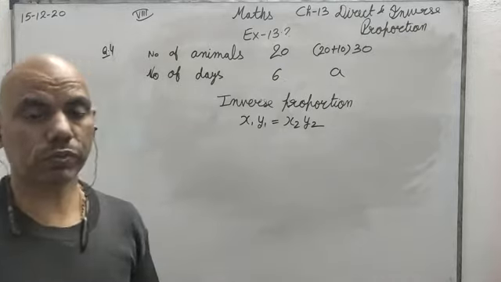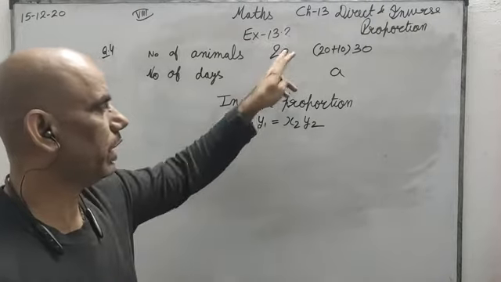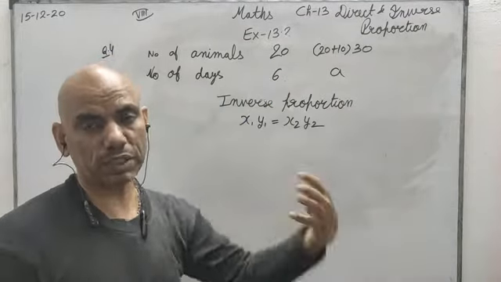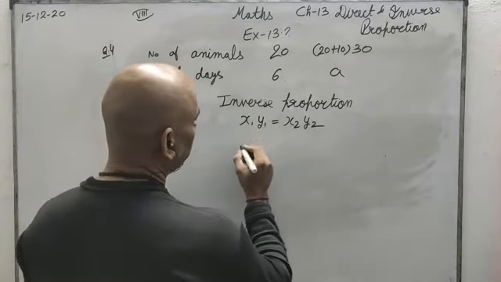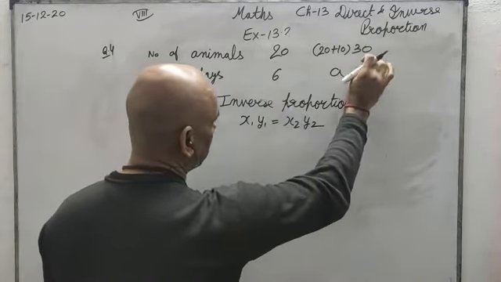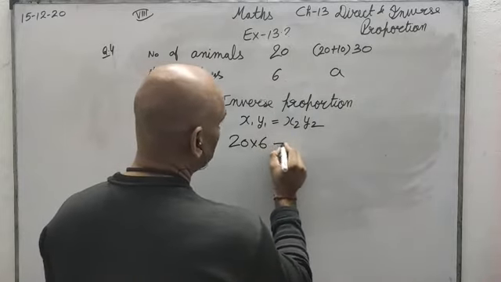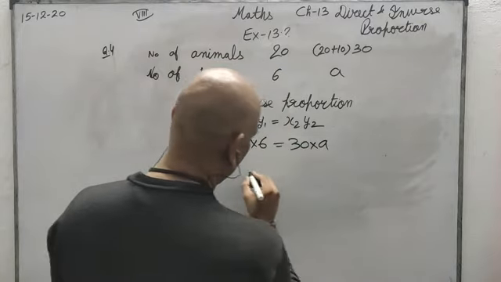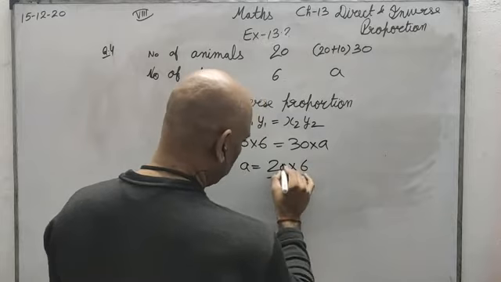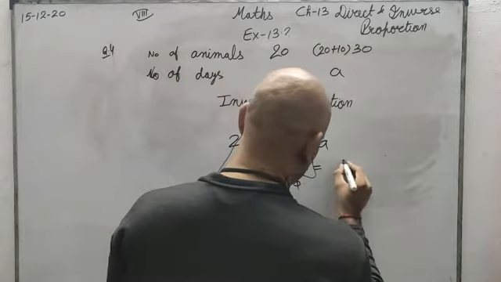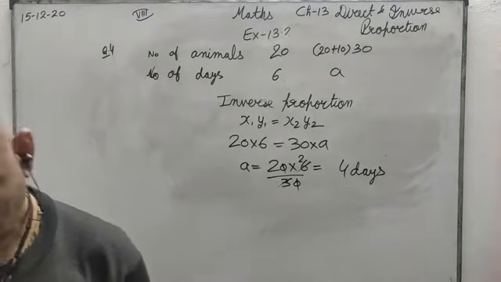So since the amount of food is same, so if the same amount of food was sufficient for 20 animals for 6 days, for 30 animals it will be for less. ये जानवर तो जल्दी खा जाएंगे उसको. So it is inverse proportion. Number of animals are increasing, the number of days will decrease. So 20 into 6 is equals to 30 into A, and hence A is equals to 20 into 6 upon 30. 0 and 0 is cancelled. 3 2s are 6. Within 4 days only everything will be finished. Farmer will be in deep trouble.